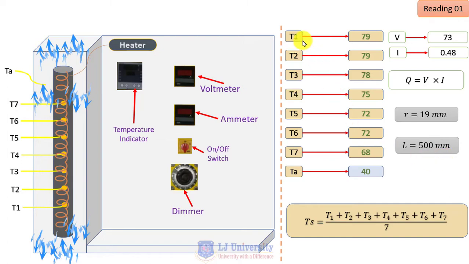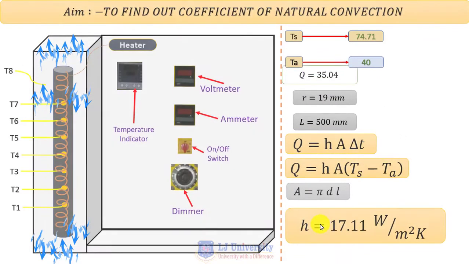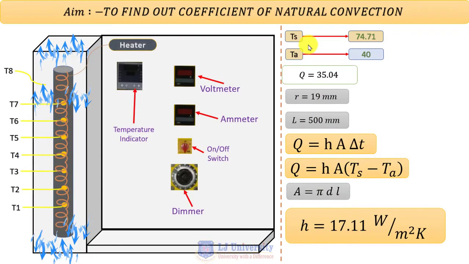Now from the values of T1 to T7, we can easily find out the surface temperature of this cylinder, which is Ts equal to T1 plus T2 plus T3 plus T4 plus T5 plus T6 plus T7 divided by 7. By putting all the values of T1 to T7, we get the surface temperature of this cylinder, so that Ts is equal to 74.71. We know the value of ambient temperature, which is 40 degrees.